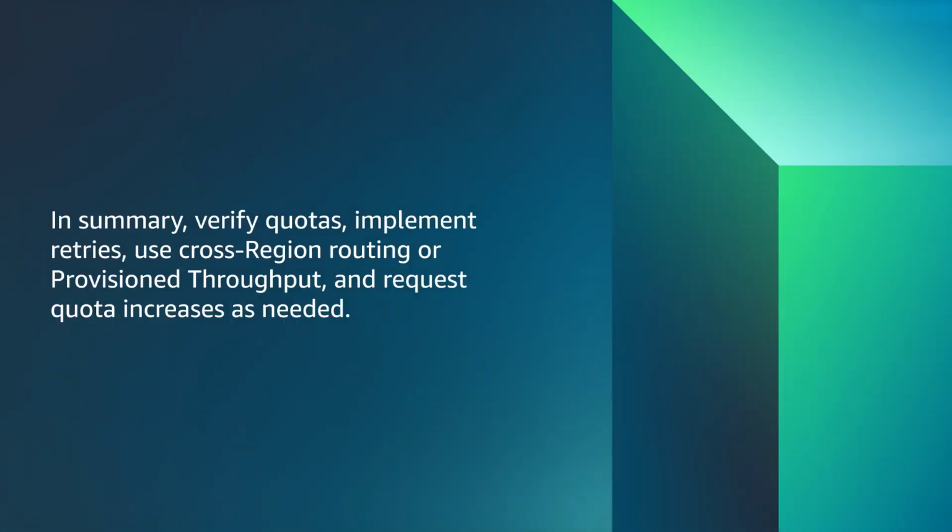So in summary, verify quotas, implement retries, use cross-region routing or provisioned throughput, and request quota increases as needed. And now you know how to troubleshoot the 429 throttling error that occurs when using Amazon Bedrock on-demand resources.